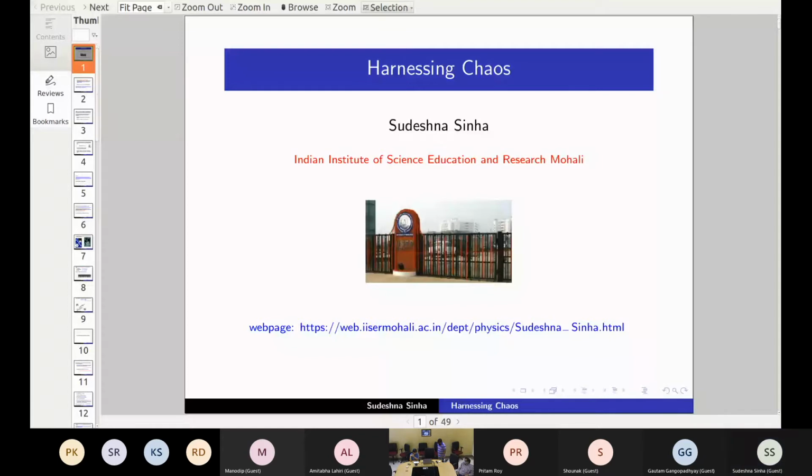Her work has been recognized with several awards and distinctions. She is an elected fellow of the World Academy of Sciences. She has the Jesse Bose Fellowship, and is an elected fellow of the Indian National Science Academy and the Indian Academy of Sciences. She was also awarded the B.M. Birla Prize in Physics, and as a student she got the National Talent Search Scholarship. So with this brief introduction, Sudeshna, the floor is yours, and she is going to talk about harnessing chaos.